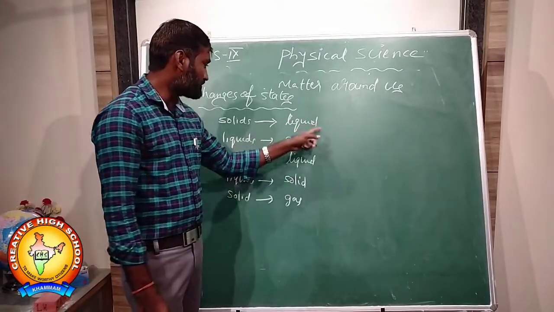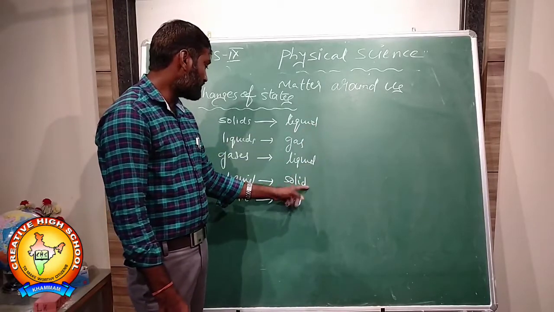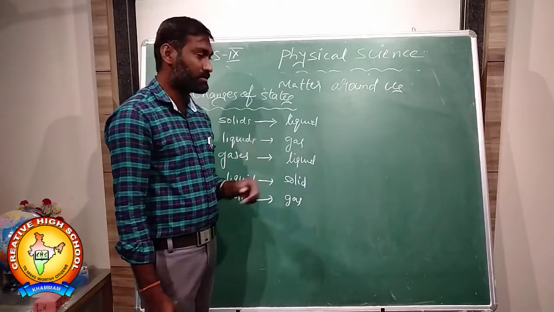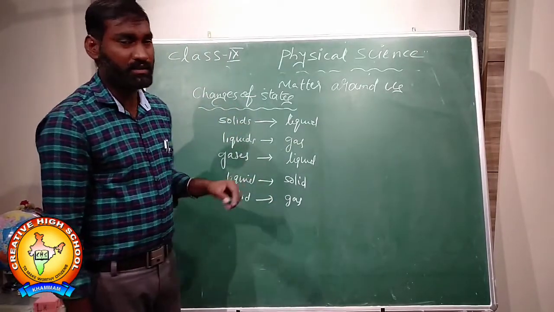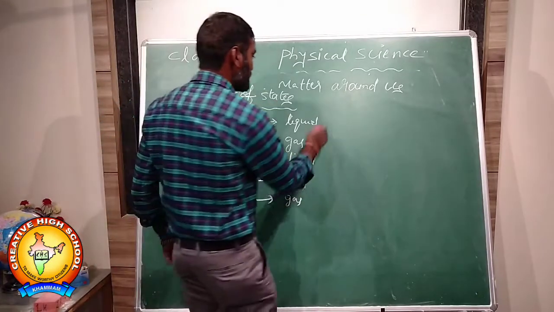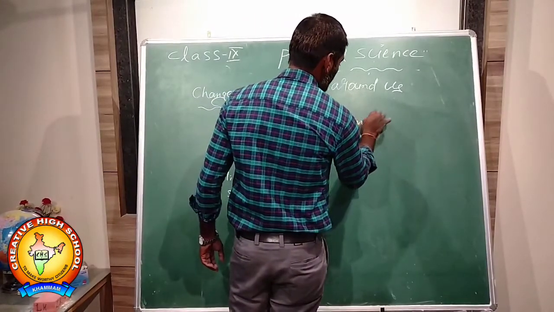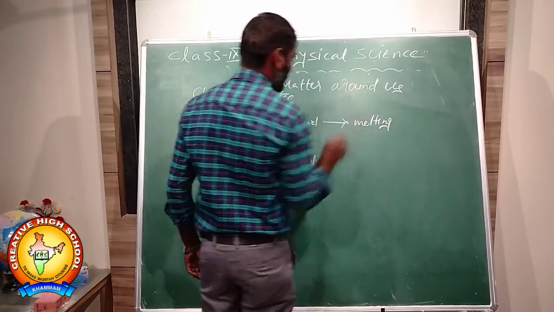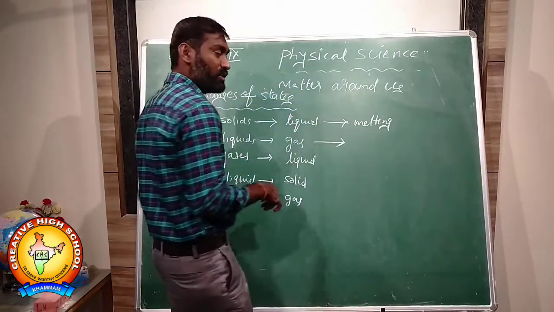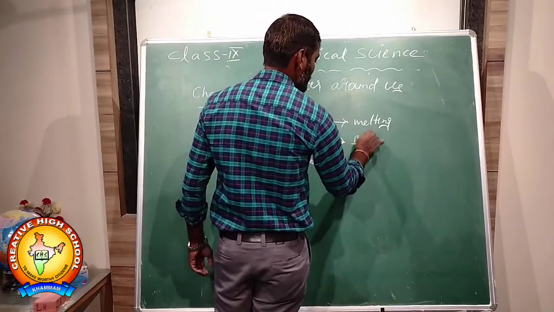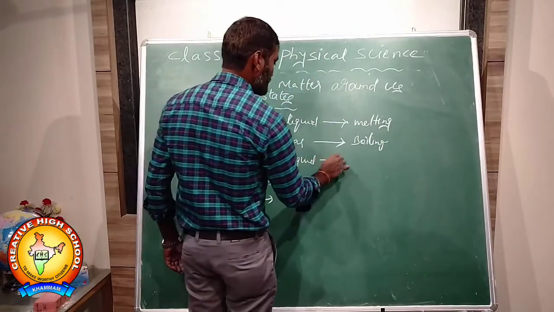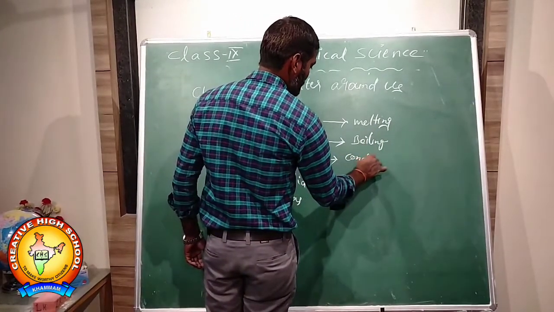Okay, so these two are reverse: solid to liquid, liquid to solid. These two: liquid to gas, gas to liquid, and solid to gas. Solid to liquid, the substance changes state. The solid state converted into liquid state is called melting. Liquid to gas is called boiling. Next, gas to liquid is called condensation.